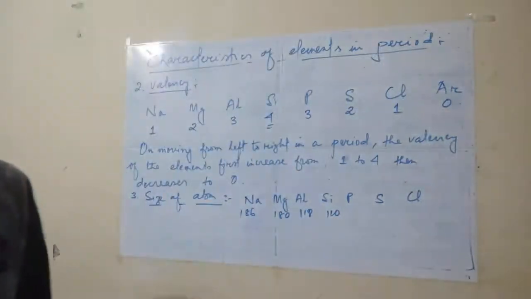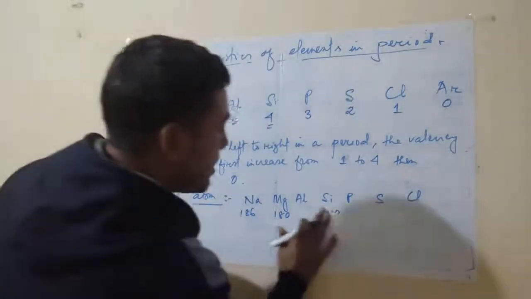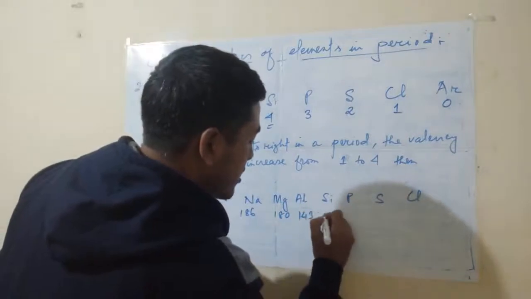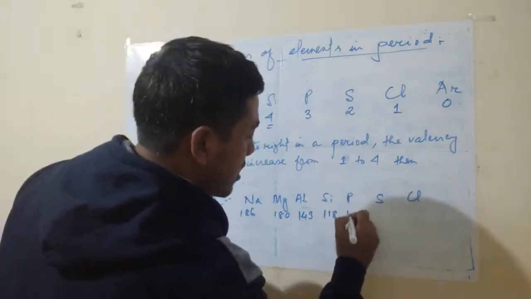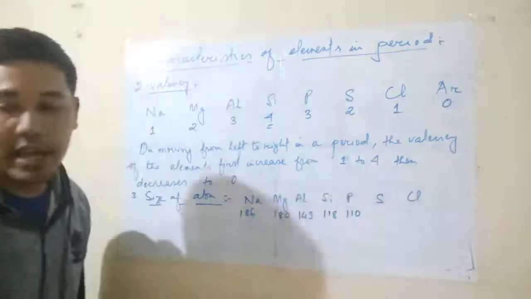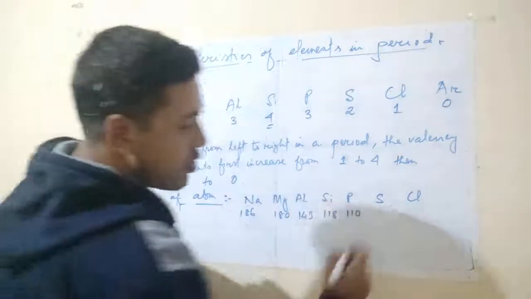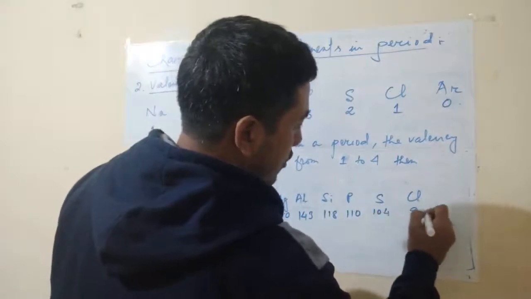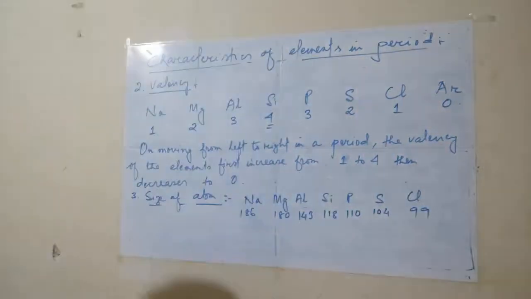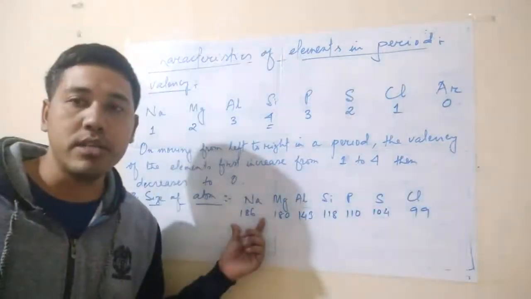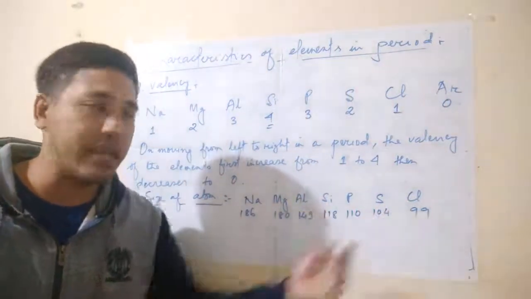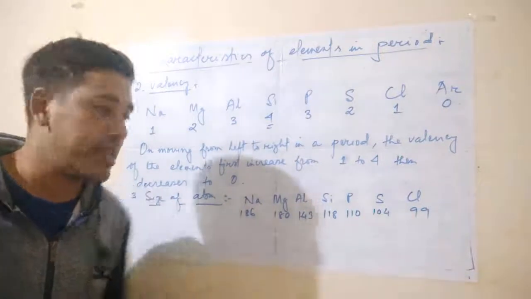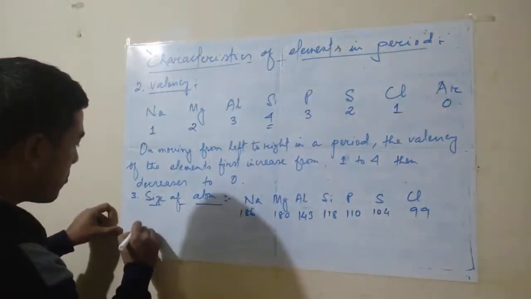Silicon is 118, aluminium is 143, phosphorus is 110, sulfur is 104 and chlorine is 99. That means that sodium has a larger size than the others, right? That means the smallest one is chlorine. You can write it like this.